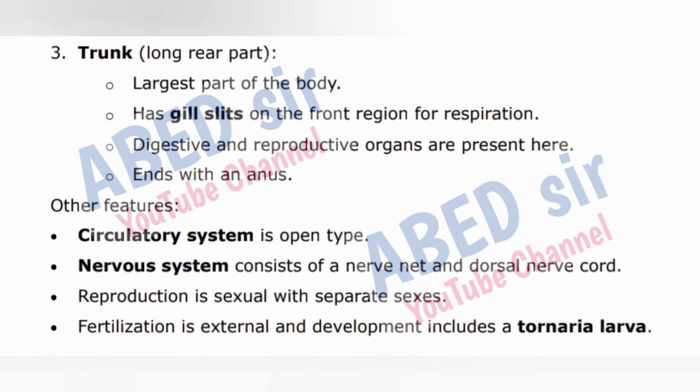3. Trunk, long rear part. Largest part of the body. Has gill slits on the front region for respiration. Digestive and reproductive organs are present here. Ends with an anus. Other features: circulatory system is open type. Nervous system consists of a nerve net and dorsal nerve cord. Reproduction is sexual with separate sexes. Fertilization is external and development includes a Tornaria larva.